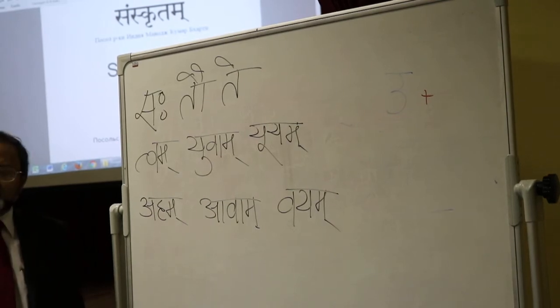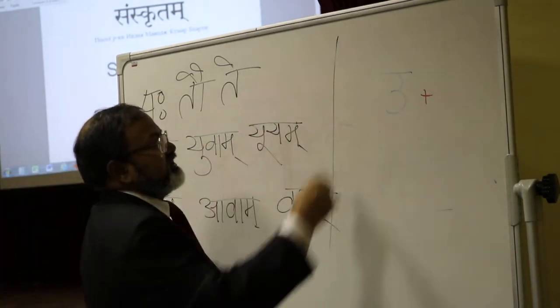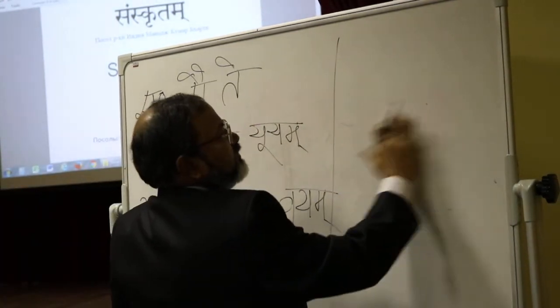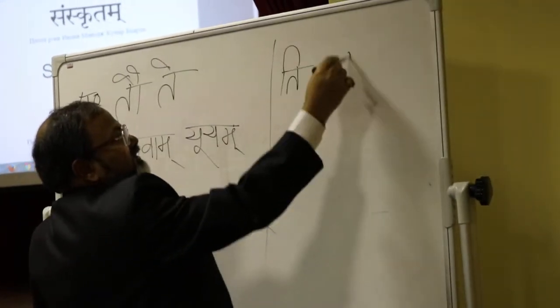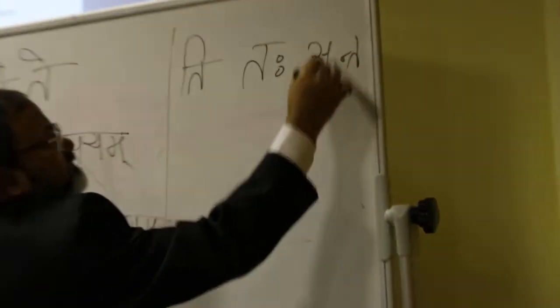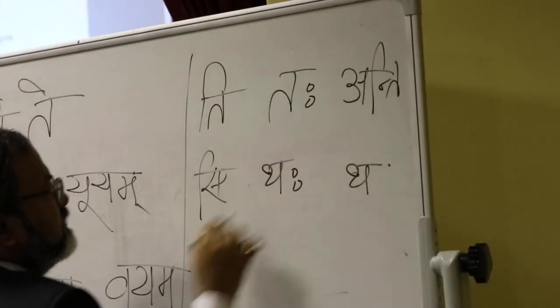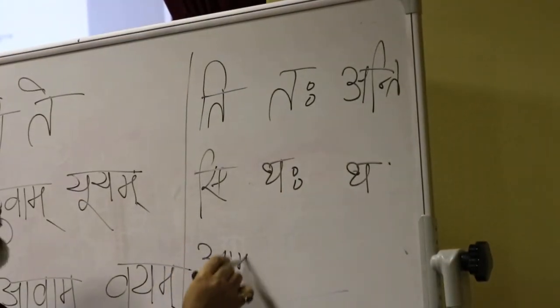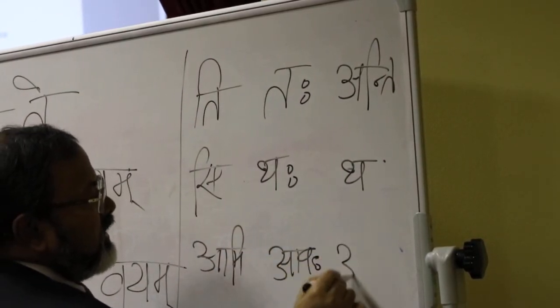And then you remember this table where we form the conjugation. I am just writing the short form. Ti, tah, anti, si, thah, tha, ami, avah, amah.